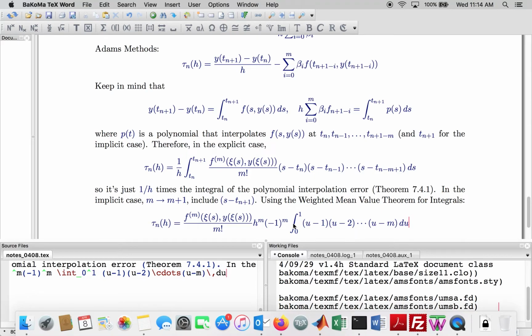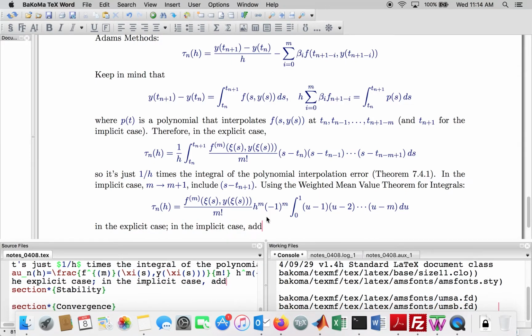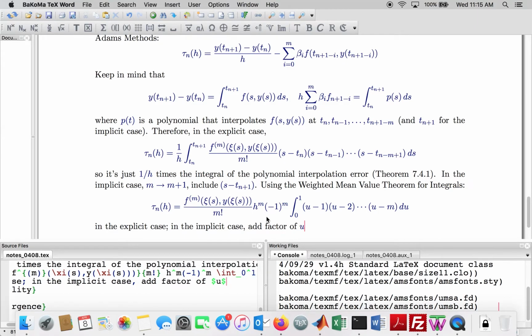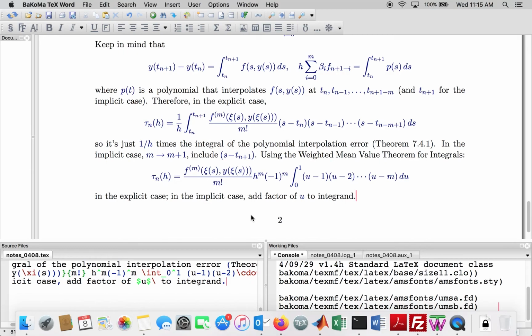Now this integral can be worked out. That'll be a constant. In the implicit case, add a factor of u to the integrand to reflect that we have s minus t n plus 1. That would become just u minus 0 in here, and we'd have h to the n plus 1 in that case. So that's how the local truncation error is worked out for Adams' methods.